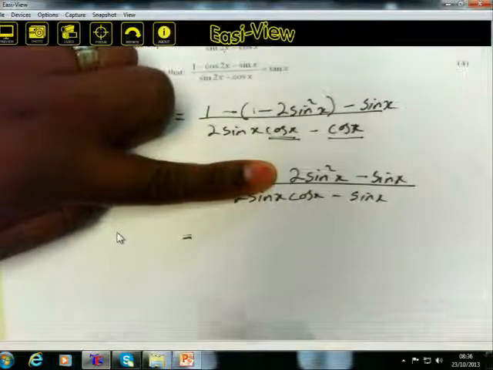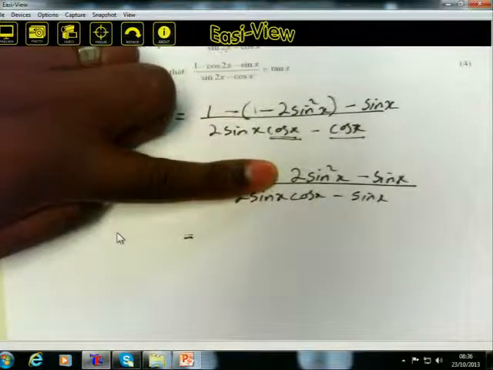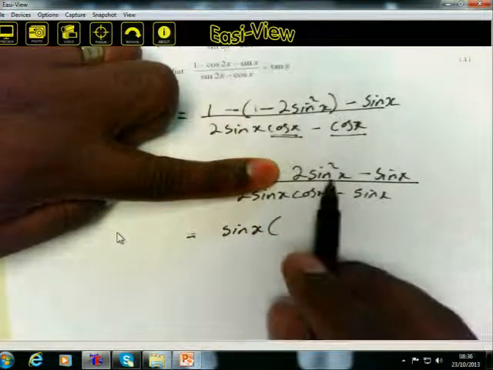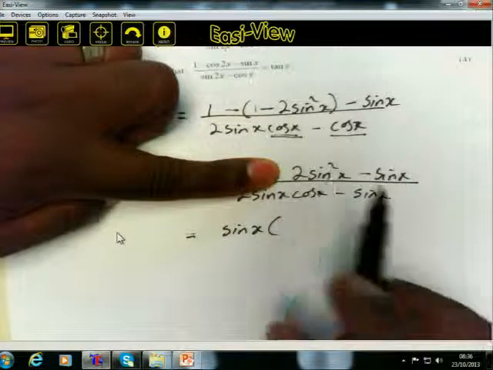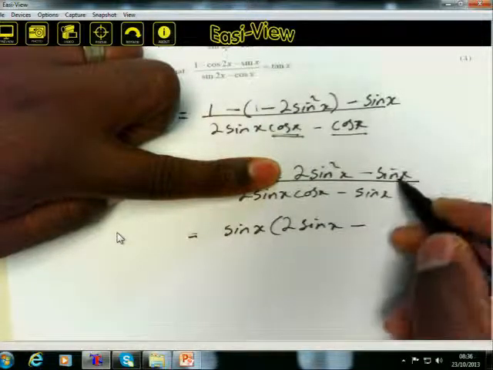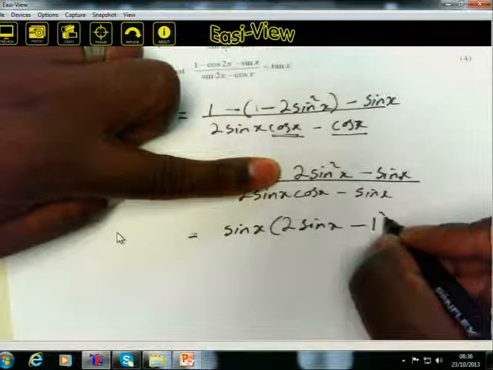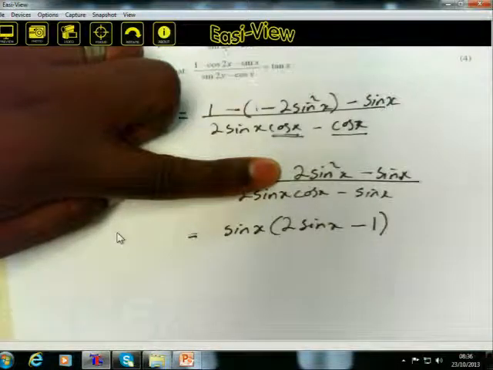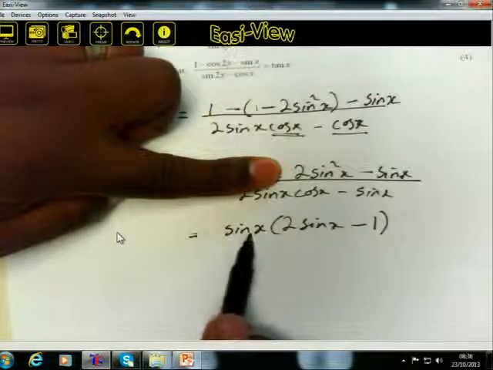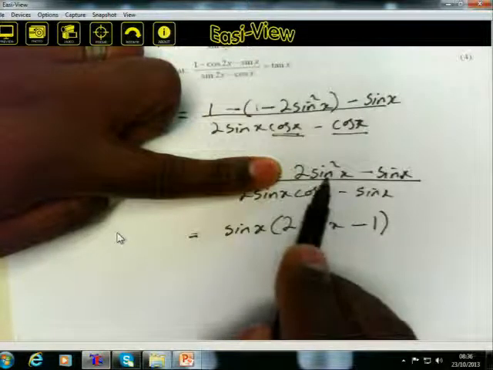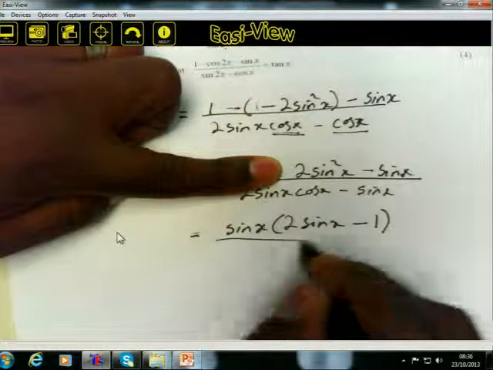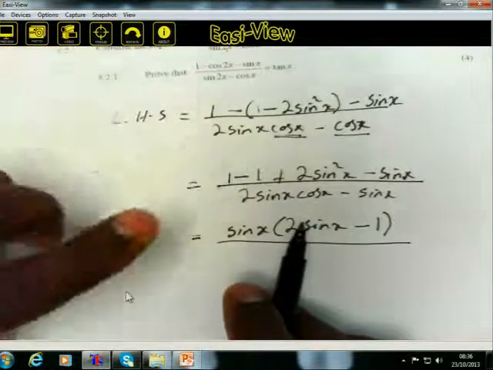Then you can see there is a common factor there. Let's take out sine x as a common factor. Sine x. After taking out a common factor, you divide throughout by that common factor. Dividing this term by sine x, you've got 2 sine x. Dividing this one by sine x, you've got minus 1. All over, look at the denominator.